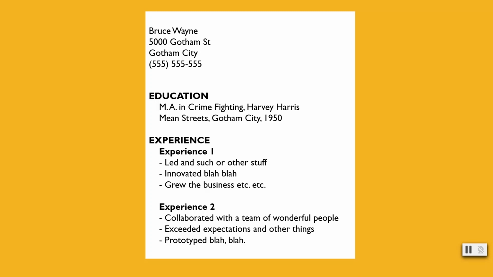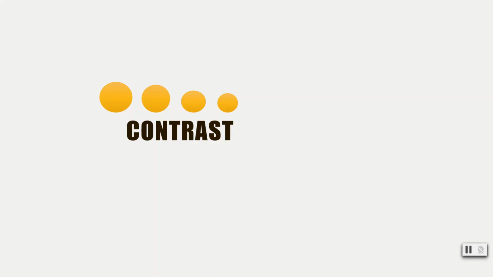We can see how Bruce has repeated the strategy of bolding and capitalizing the titles for the larger categories of education and experience. He has then only bolded Experience 1 and Experience 2 under the Experience section because these are subheadings of the larger category. By using repetition, Bruce has also begun to create contrast, which is our last design principle.